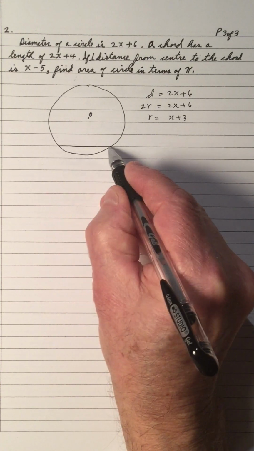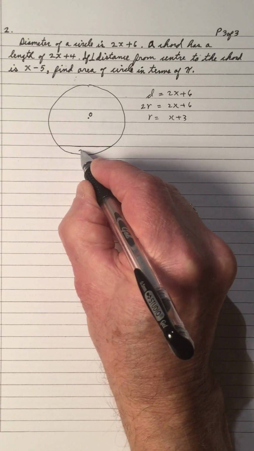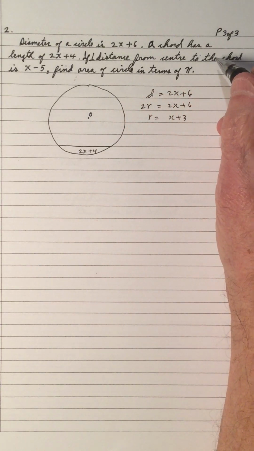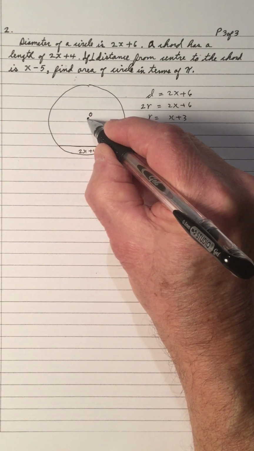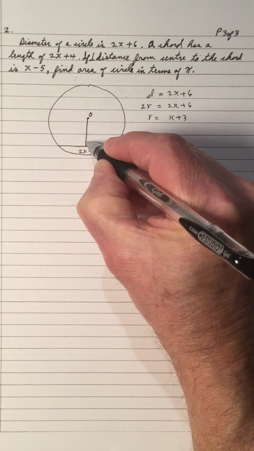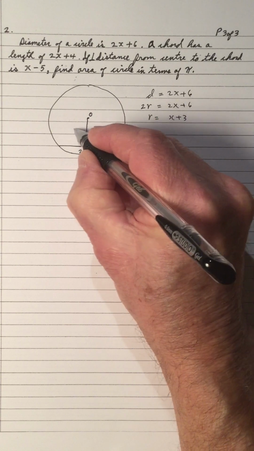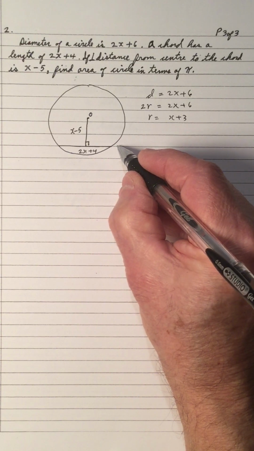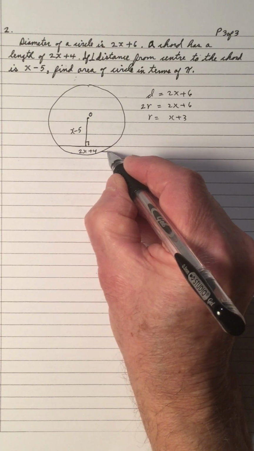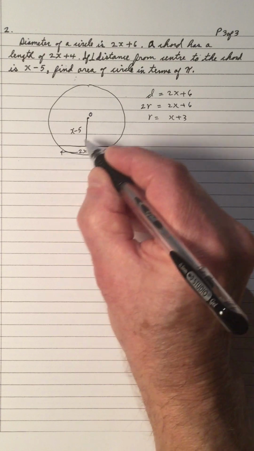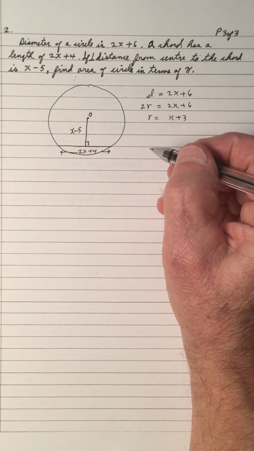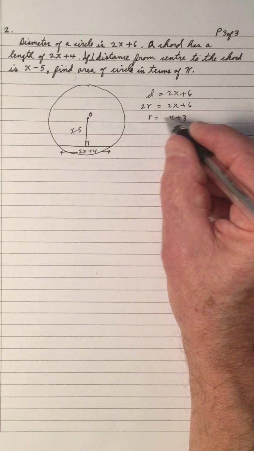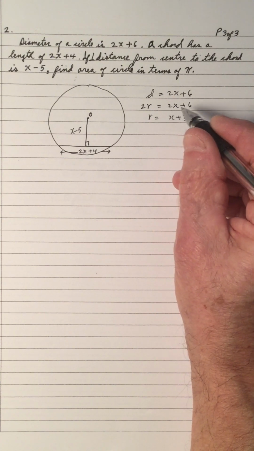So this is the chord, and this chord has a length of 2x plus 4. The perpendicular distance from the center to the chord, so here's the center, the perpendicular distance coming down here, means perpendicular distance. This distance is x minus 5. So that's the center, this is the chord, and the length of the chord is 2x plus 4. This is the perpendicular distance, and you want to find the area. To get the area, we have to find out what x is, to fill in the radius.